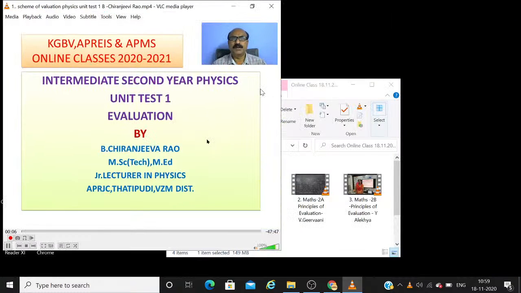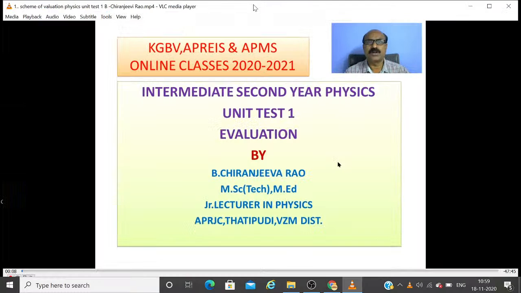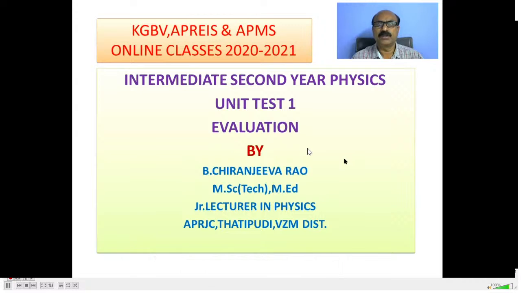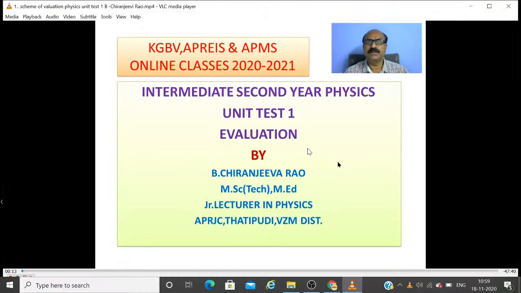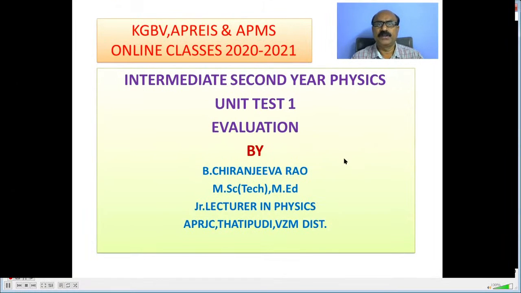KGBV, APREIS and AP Model Schools online classes program 2020-2021. Intermediate second year physics, unit test 1 on waves and ray optics. This is the evaluation class, and in this lesson we will discuss the scheme of valuation of the test.